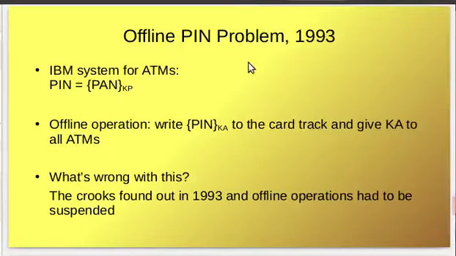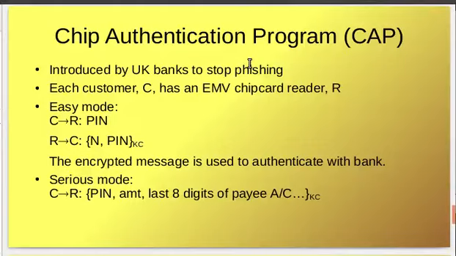Okay, so let's do one more example. The next one is the chip authentication program. So this was a scheme that the banks in the United Kingdom were trying to use to stop phishing.